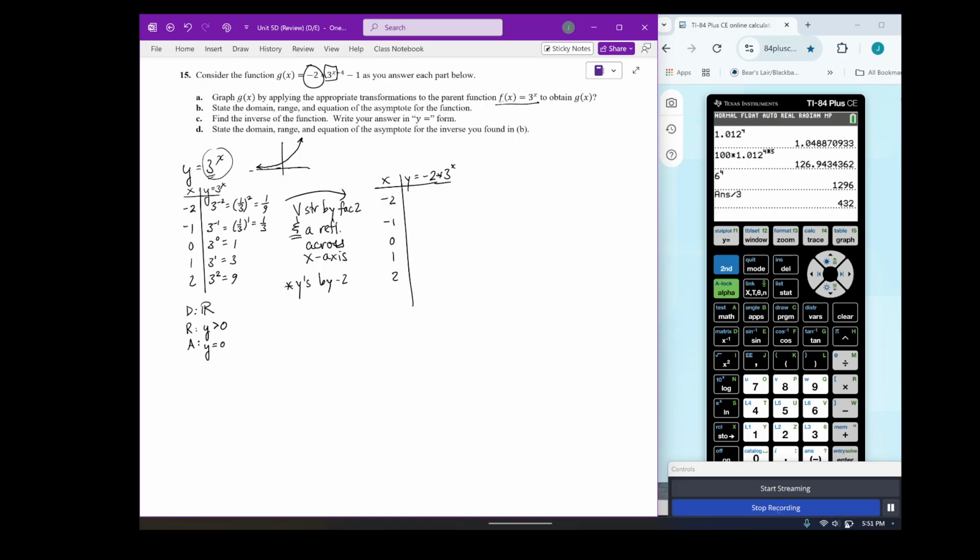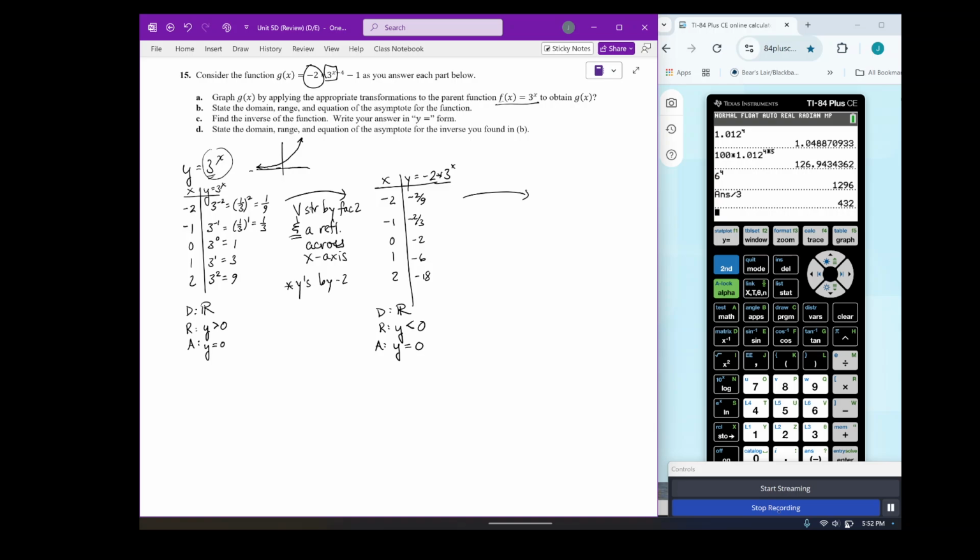So this will be, instead of 1/9, it's -2/9. Instead of 1/3, it's -2/3. Instead of 1, it's -2. 3 turns into -6. 9 turns into -18. But remember, we didn't do anything to the x's, so the domain doesn't change. For the range, we multiply the y's by -2. And so the 0 doesn't change, but when you multiply an inequality by a negative on both sides, the sign flips. And the asymptote is still y equals 0, because again, multiplying 0 by -2 doesn't change anything.